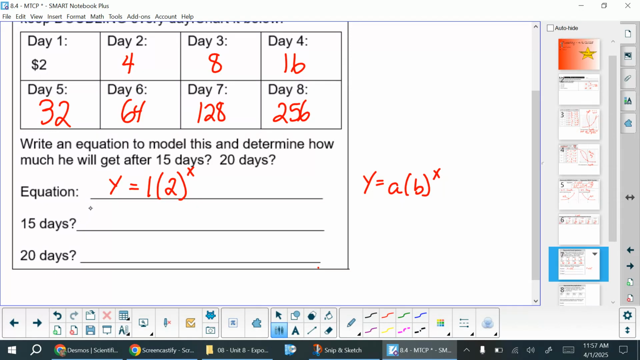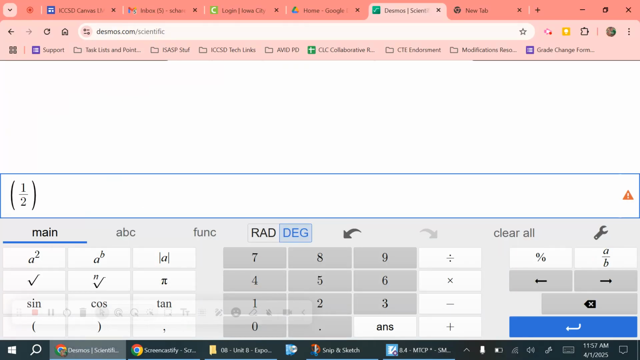And then for our answers here, how much will we have after 15 days or 20 days, we're just going to go ahead and plug in our values for x. So after 15 days, to the 15th power, after 20 days, to the 20th power. And I'm going to guess most of you can't go that far in your doubling. So let's go ahead and use a calculator.